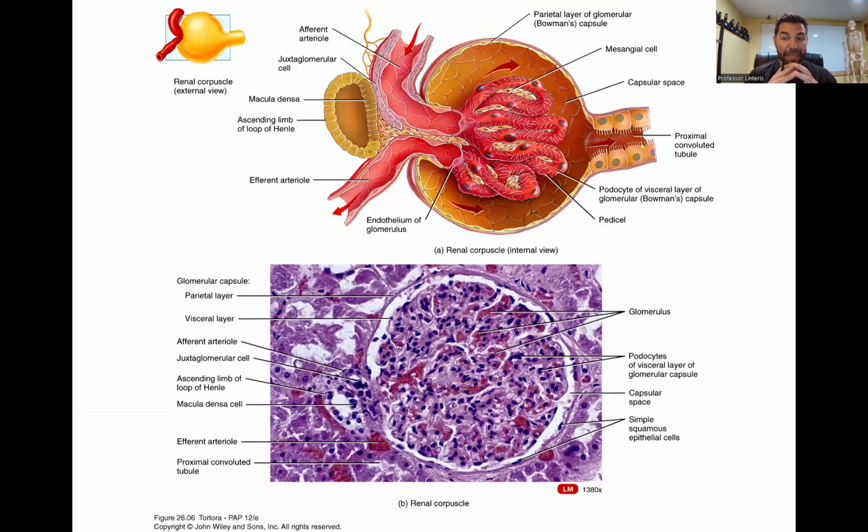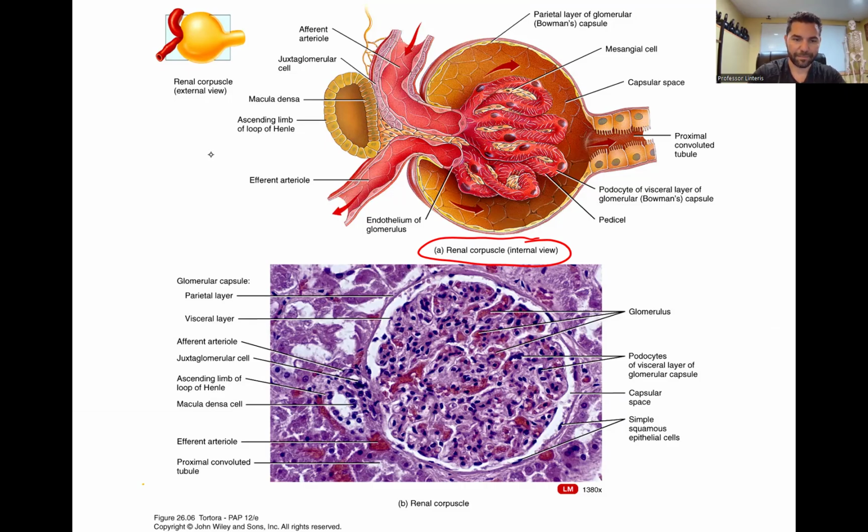This is zooming in on what we call the renal corpuscle. The renal corpuscle is just the arteries coming in, the glomerulus, and that Bowman's capsule region. And this is important because we will see some histology slides that look like the one below.